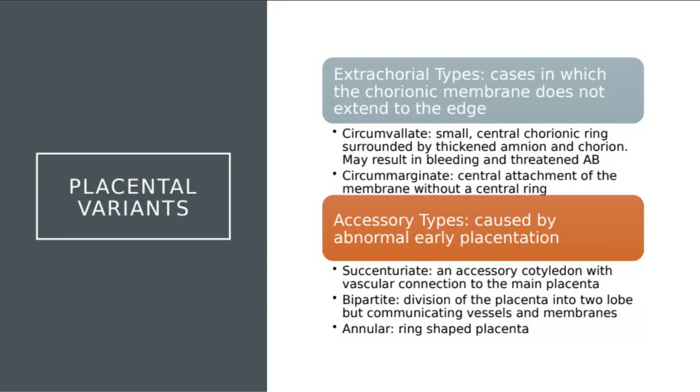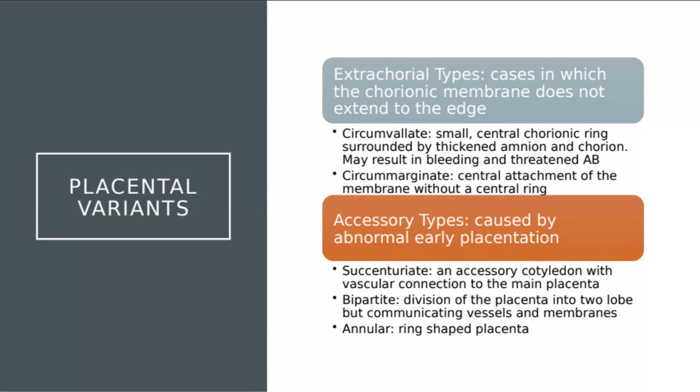Now, if we have a circumvallate, this is when we have a really small central chorionic ring that's surrounded by a thickened amnion and chorion. So the other membranes are kind of thicker in response to the chorionic ring that's not as thick as it should be. So this can actually result in bleeding and threatened abortion. So it's not necessarily a complication in and of itself, but we can see some bleeding with this, and that can be a little bit worrisome for moms and for OBs.